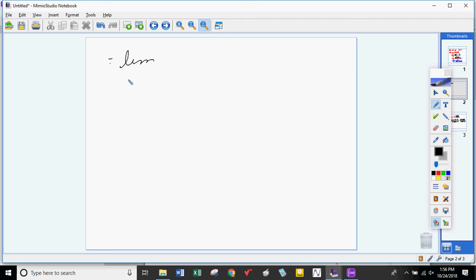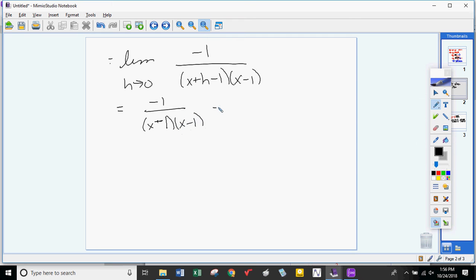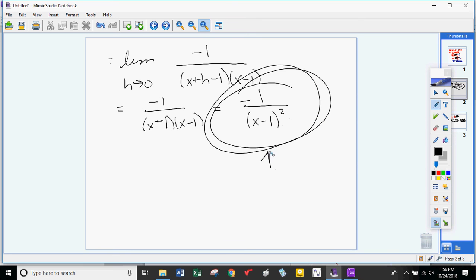So now I have the limit as h goes to 0 of negative 1 all over x plus h minus 1 times x minus 1. When I evaluate this limit with substitution, I plug in 0 for h, and I end up with x minus 1 times x minus 1 in the denominator, which can be simplified even further and written like this. And that is the derivative, or the generic equation that would help us to find the slope of the tangent line at any given point on that curve.